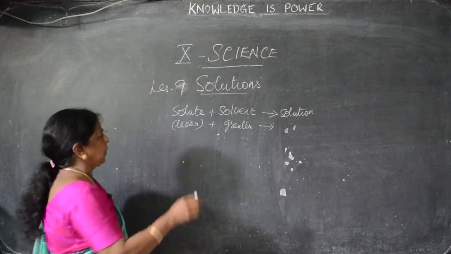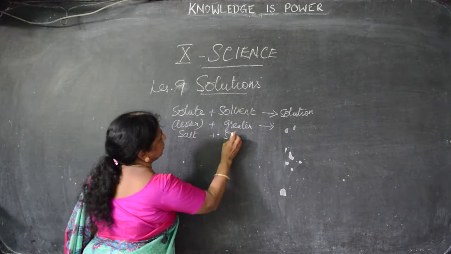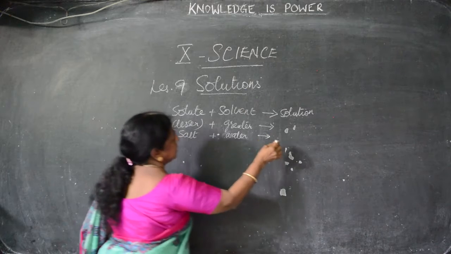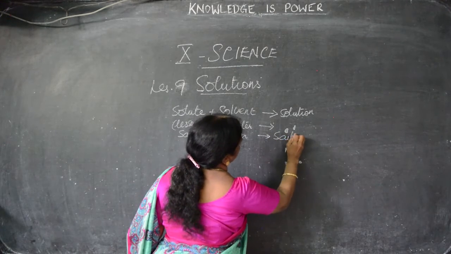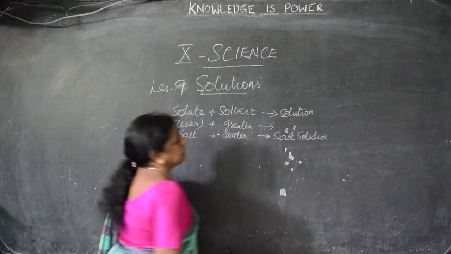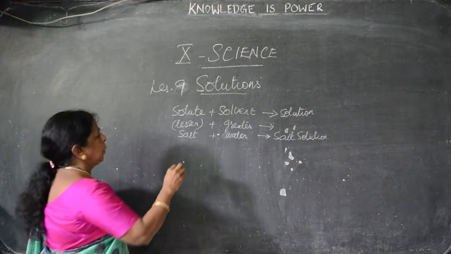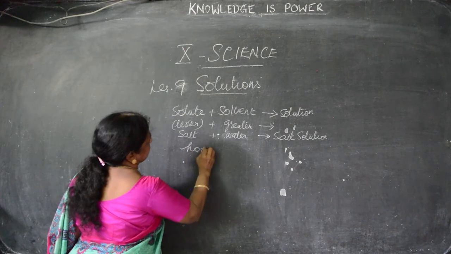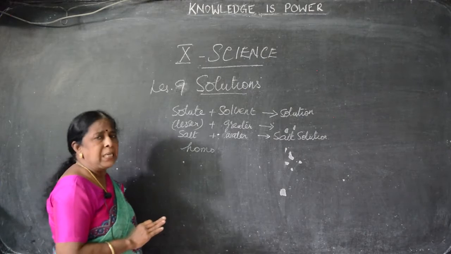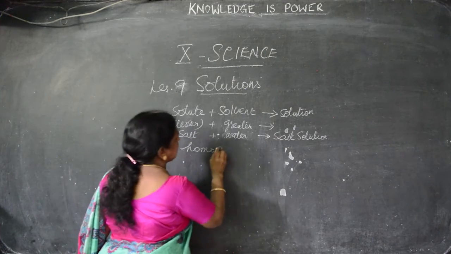For example, salt or sugar, whatever it may be, we add water to it. Water is the solvent and we get a salt solution. This is known as a solution. If a solution is made up of one kind of thing, that is homo, only one kind, for example salt and water, where salt is entirely dissolved into water and becomes a clear solution, such a solution is known as a homogeneous solution.